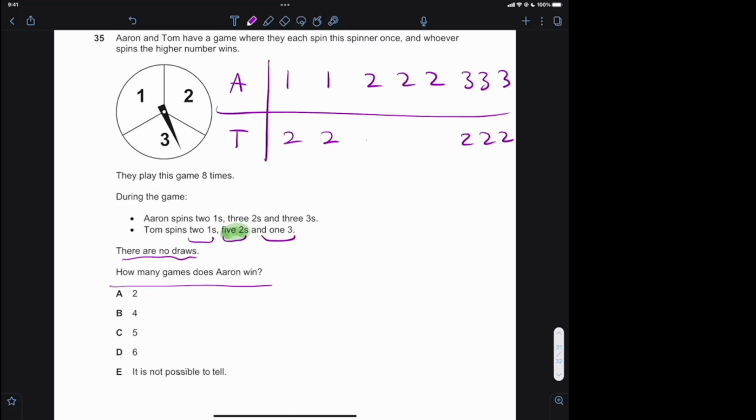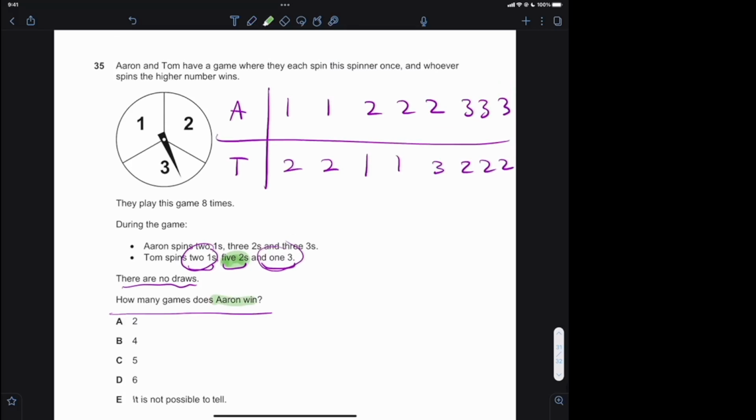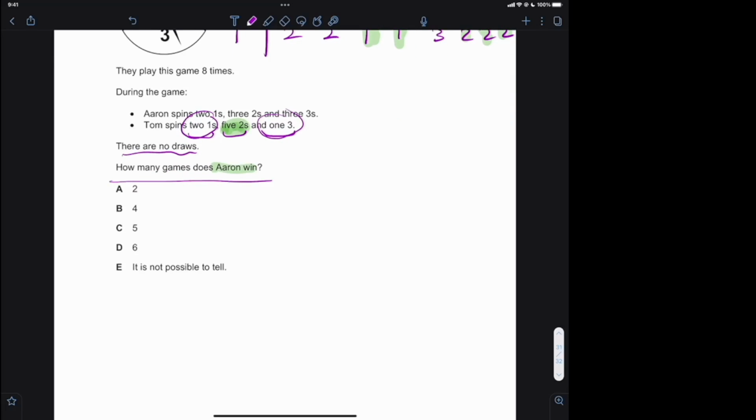Now, it doesn't really matter. We have 2 1s and 1 3. So 2 1s and 1 3. This is a possible combination that works. There are no draws, and all the numbers fit. So let's count how many wins Aaron has. So he didn't win this one, didn't win this one. This one he won, this one he won, lost this one, he won this one, this one he won, and this one he won. So that is 5 wins in total, giving us option C to finish off.